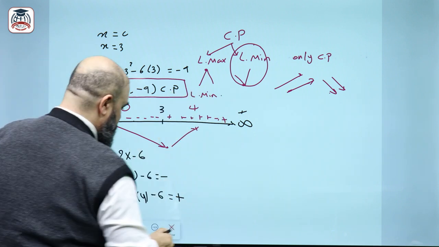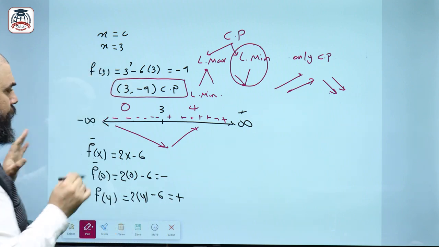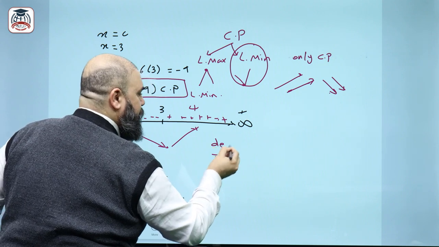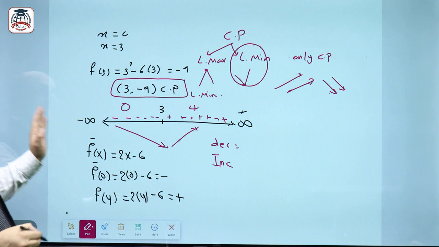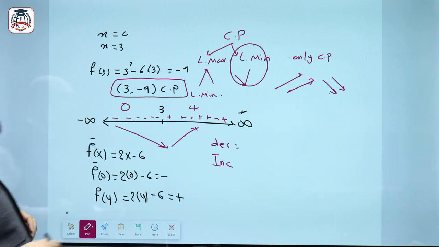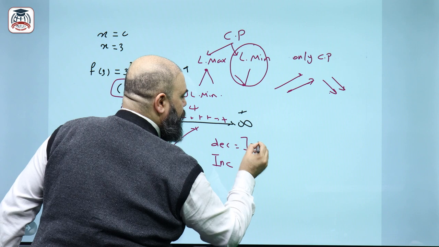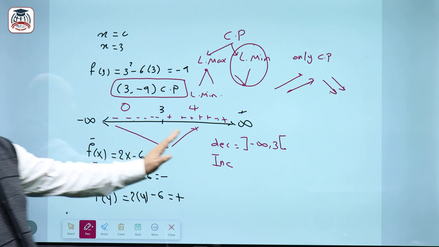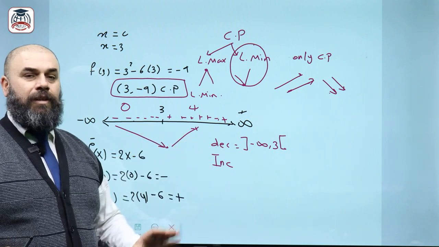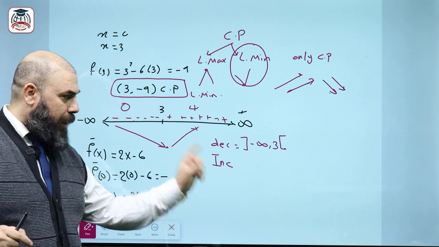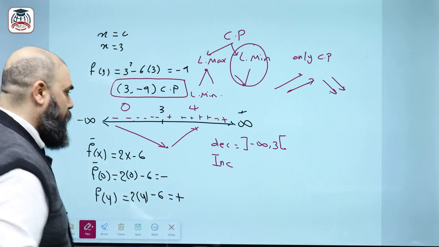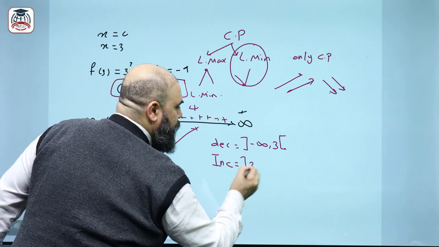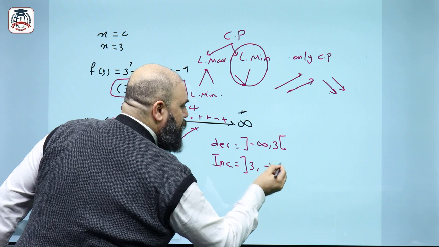Right? The increase region and decrease region. The first region on the left starts from negative infinity until 3. The interval of increase and decrease is always open, the endpoints are excluded. Okay? The increase region starts from 3 to positive infinity.